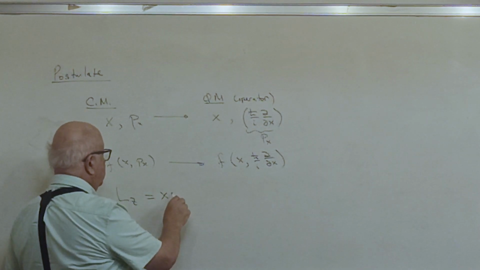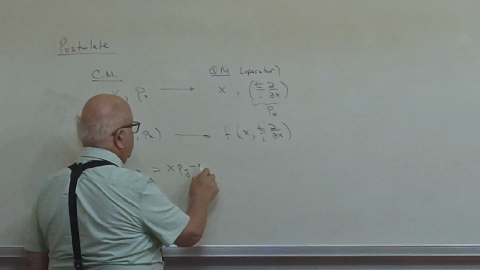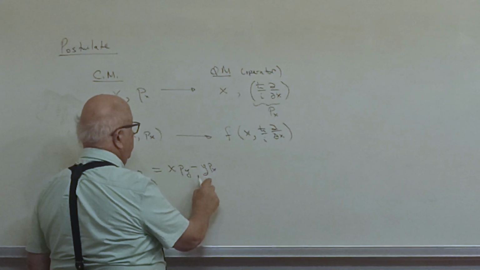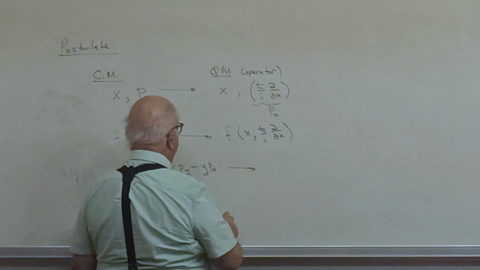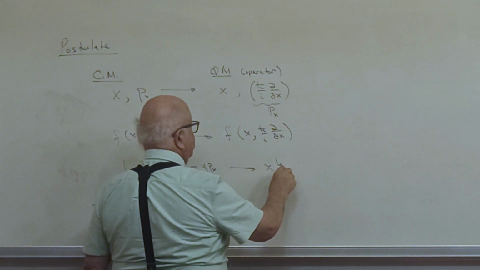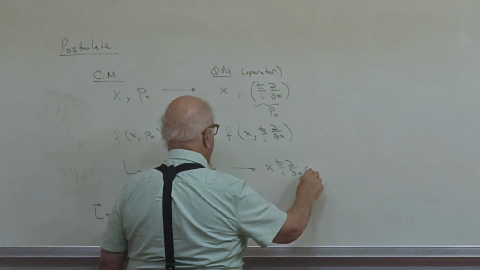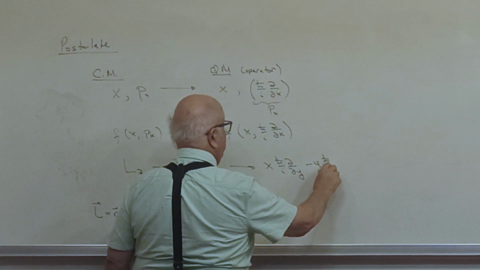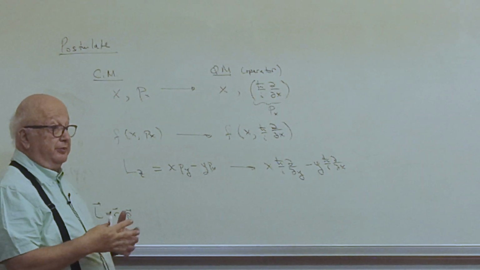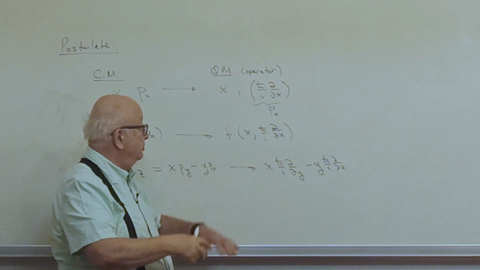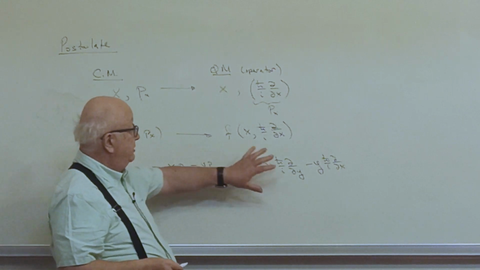X times py minus y times px. So this is the angular momentum operator in classical mechanics. In quantum mechanics, it's going to be x times h bar over i del y minus y times h bar over i del x. Obviously, angular momentum cannot be defined in one dimension. You have to go into these x, y, z coordinates.